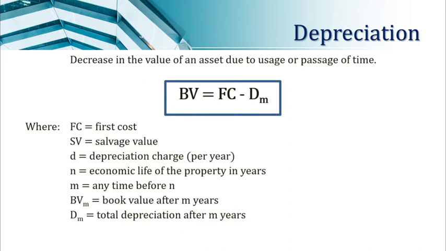SV is the salvage value, D is your depreciation charge per year, ibig sabihin, it is also the annual depreciation cost. So, kada taon yung ating basihan when we are computing for D or the depreciation charge. N is the economic life, or we can say it as the useful life or the estimated service life of a machine or material. Then M is any time before N.